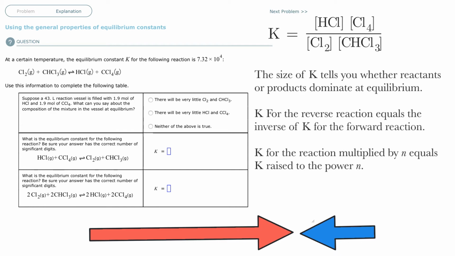So what you're going to do is, if you see it backwards, see I've got HCl here, HCl here, CCl4 here, CCl4.